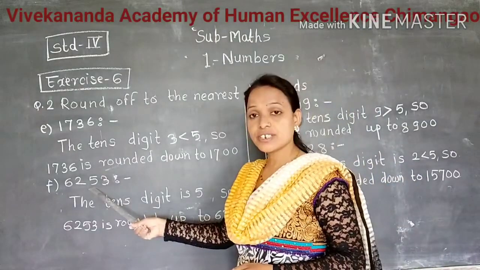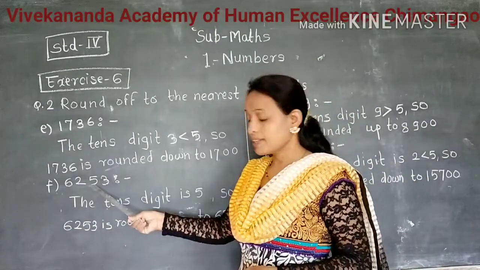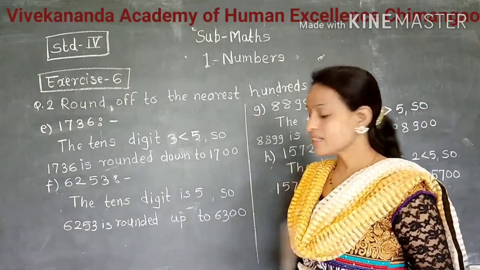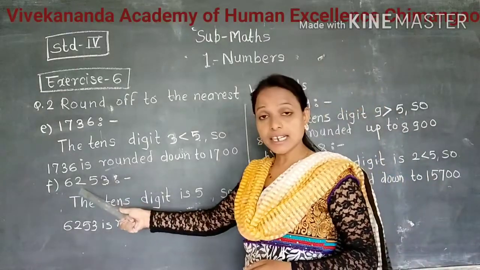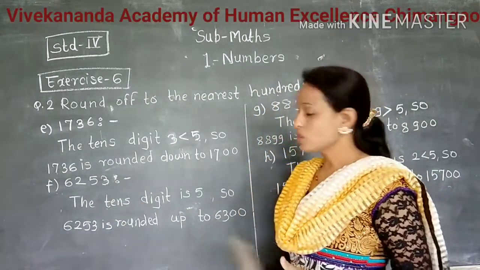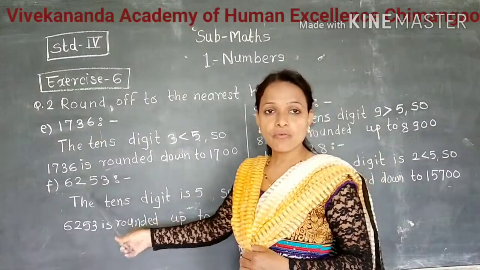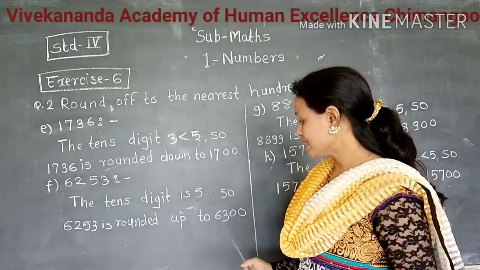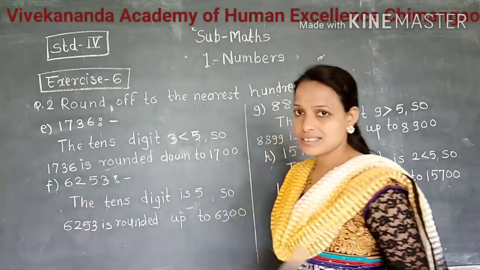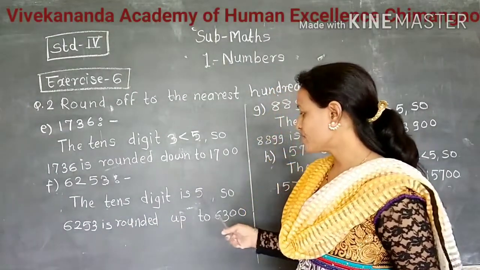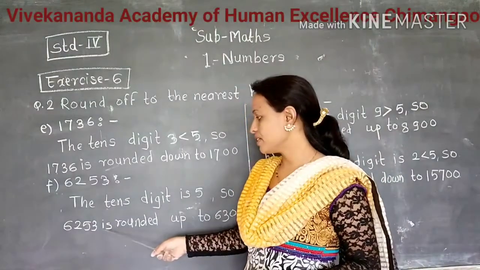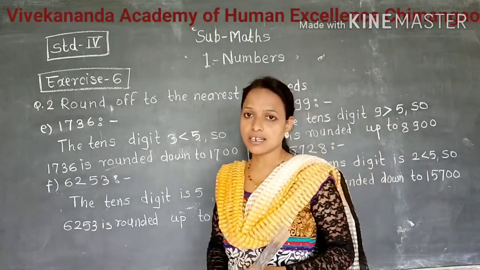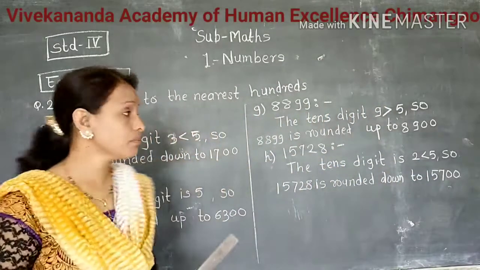Next number 6253. Here the ten's digit is 5. So if the ten's digit is equal to or greater than 5, then the one's digit and ten's digit are replaced by 0 and the 100 digit is increased by 1. So here 3 is replaced by 0, 5 is replaced by 0 and 2 is increased by 1, means 2 plus 1 is 3, and the remaining keep the same. So the ten's digit is 5, so 6253 is rounded up to 6300.